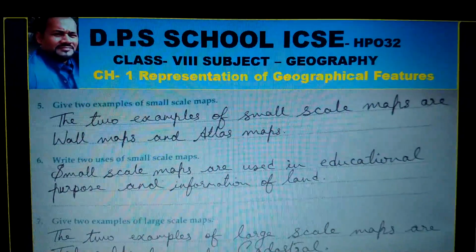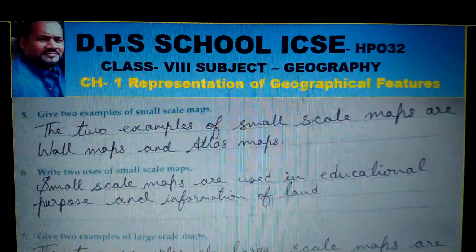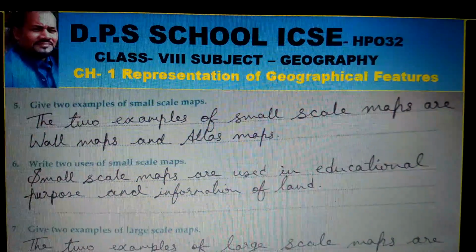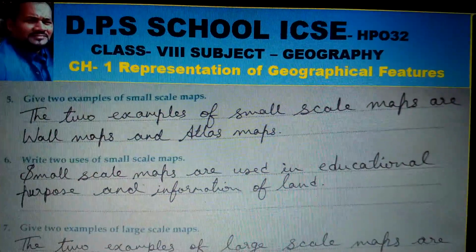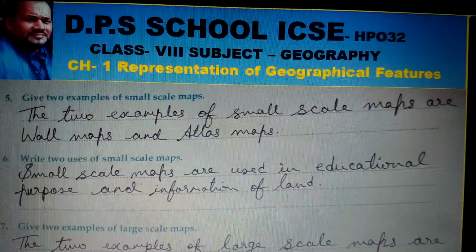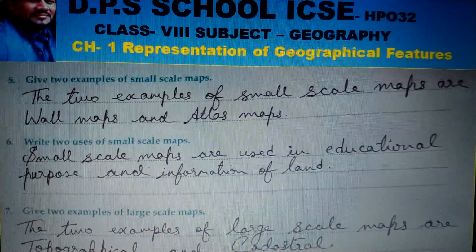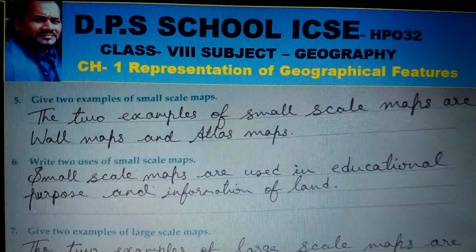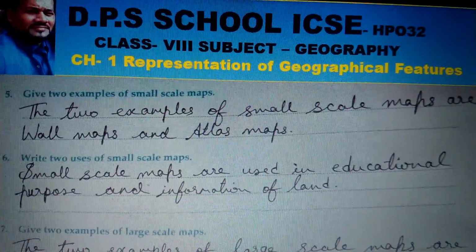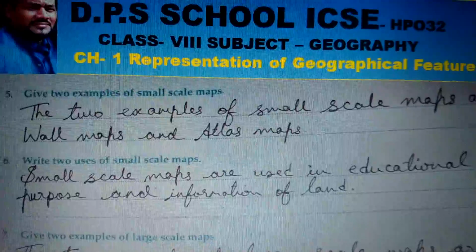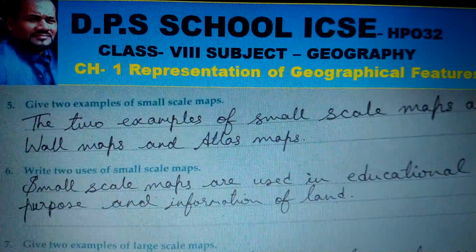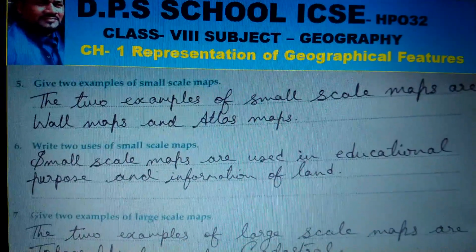So then we see question number 5. Give 2 examples of small scale maps. The answer is the 2 examples of small scale maps are wall maps and the atlas maps. Question number 6. Write 2 uses of small scale maps. The answer is small scale maps are used in educational purpose and information of land.